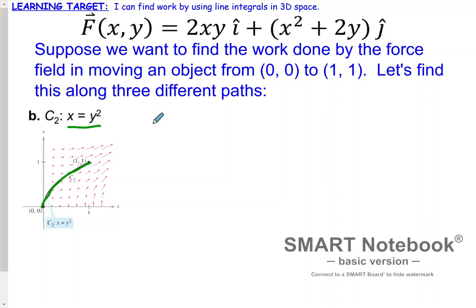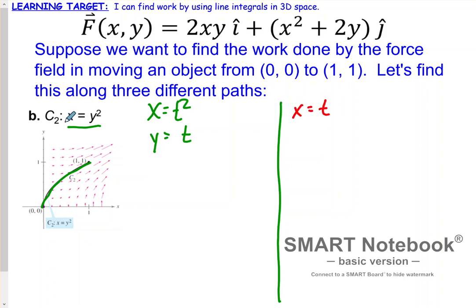But the two that usually occur to me are, since this is x as a function of y, I might prefer to write y as t, and therefore x is t squared. So that's certainly a parameterization that would work. Or if you just really like x being t, because that's one we use a lot, if x is t, then y squared is t, so y is the square root of t. That also works.